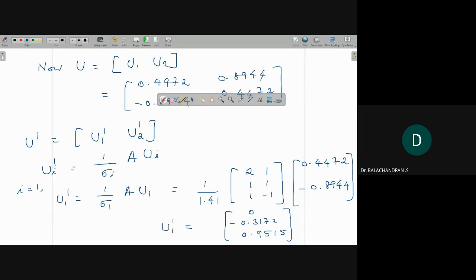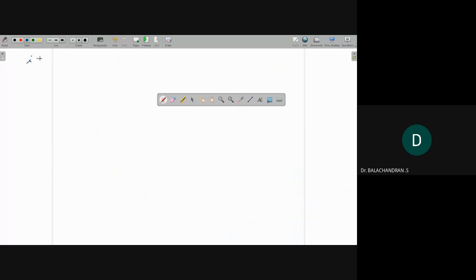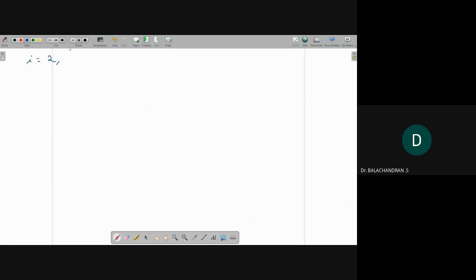U2 dash, I equal to 2. So U2 dash is equal to 1 by sigma 2 into A into U2. Which is equal to 1 by sigma 2. I already told that it is 2.65. A is the given matrix. The given matrix is what? 2, 1, 1, 1, 1, minus 1. This is A.